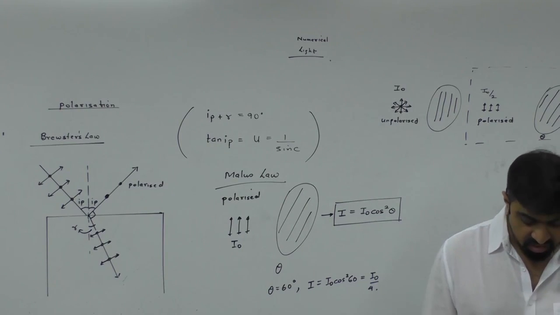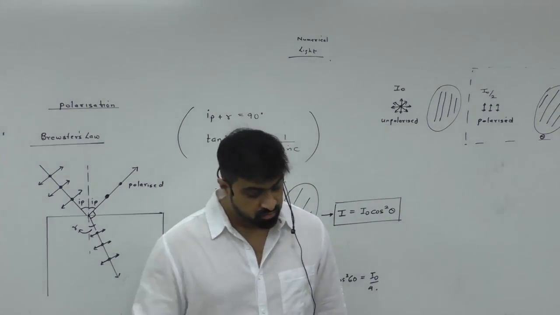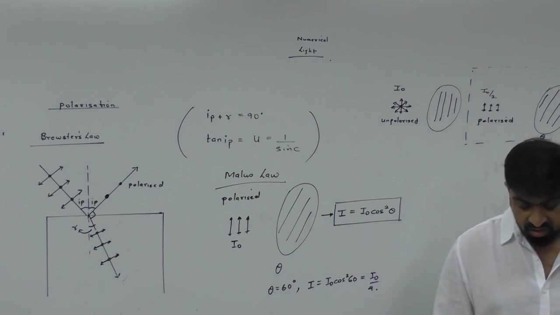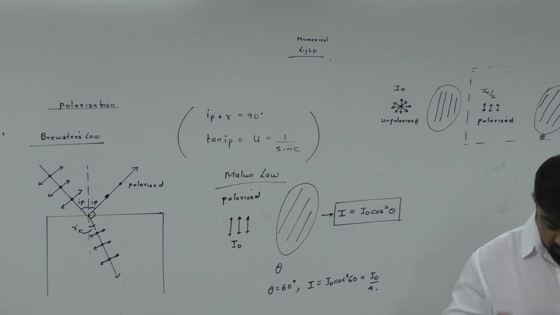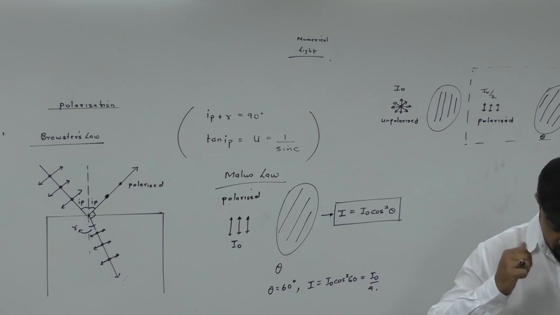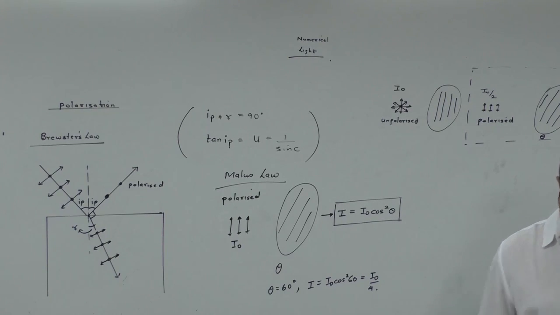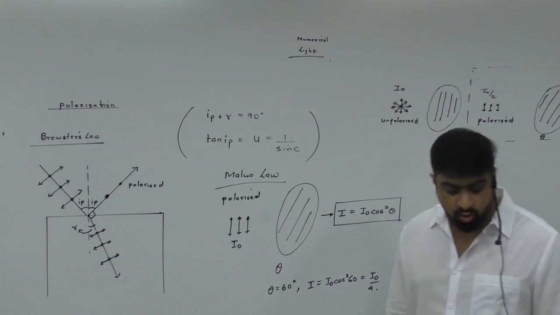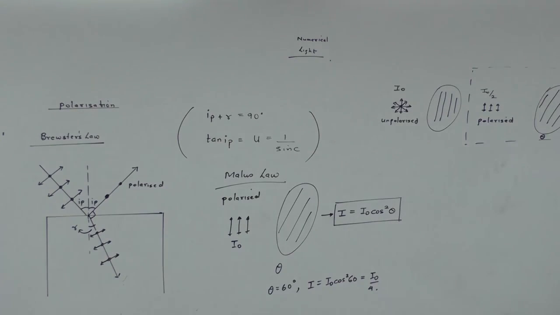Listen, one question please. The refractive indices of glass and water are 1.54 and 1.33. Question: what is the polarizing angle for light going from water to glass? Water to glass.